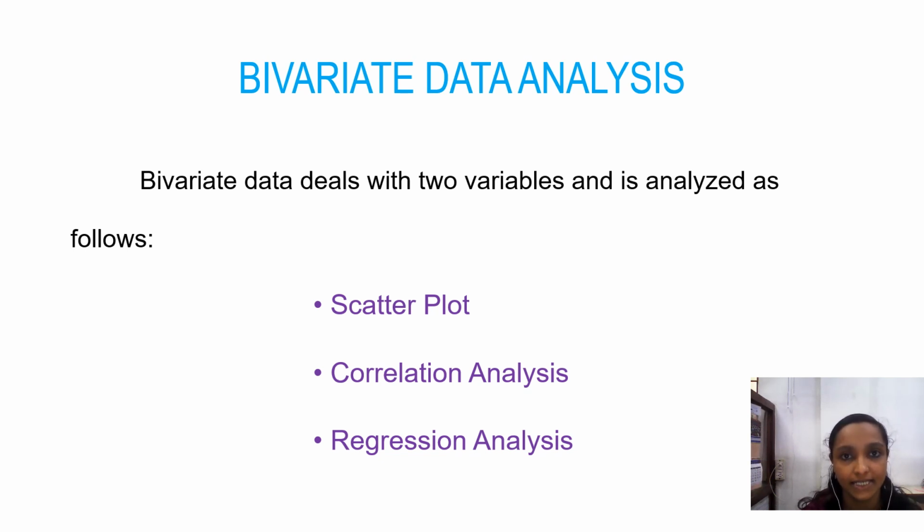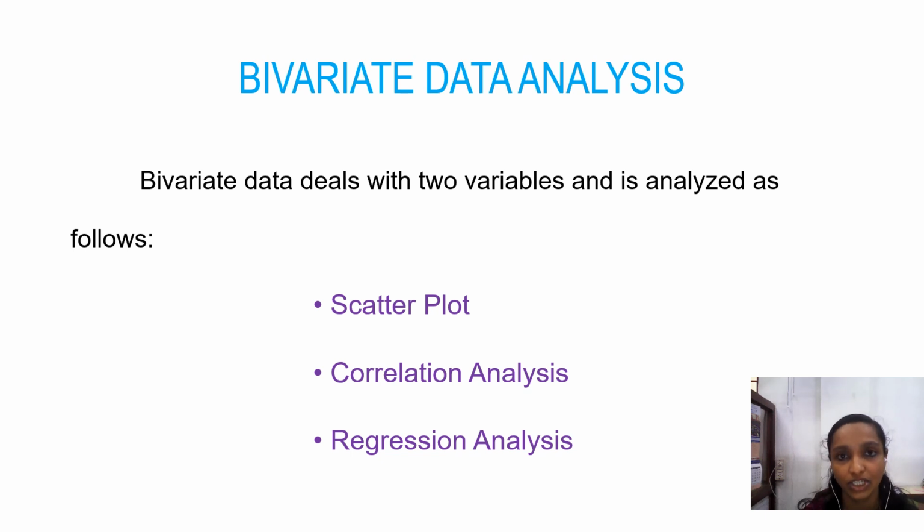How is bivariate data analyzed? Firstly, we can draw the scatter plot, that is, taking one of the variables on the x-axis and the other variable on the y-axis. We will plot the points to identify whether there is a relationship between these two variables in the study. And next, the correlation analysis. It defines how strong the relationship is, which can be studied using correlation analysis.